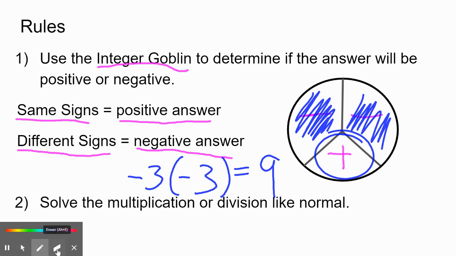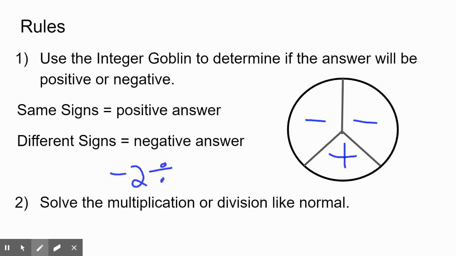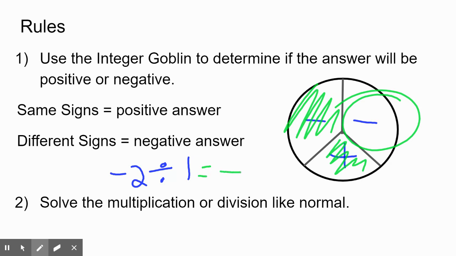Now, you may ask, well, how do you use this for division? Well, it's going to be the same process, okay? I'm going to set up my little goblin every single time. And then let's say I have -2 divided by 1. Look at your signs. So I see -2 is negative, so I'm going to fill that in. 1 is positive, so I'm going to fill that in. What is left over is a negative, so my final answer has to be a negative. And then I just divide. 2 divided by 1 gives me 2. So my final answer is -2.